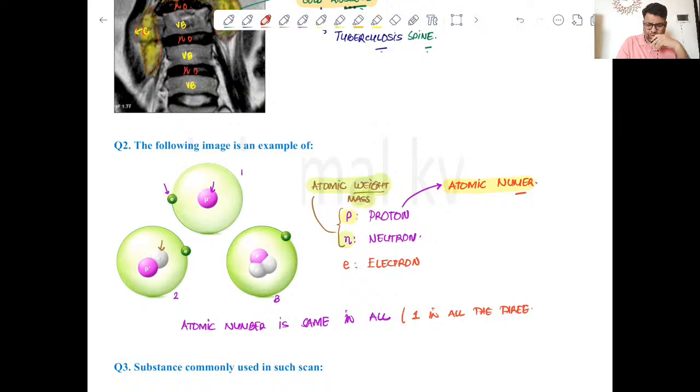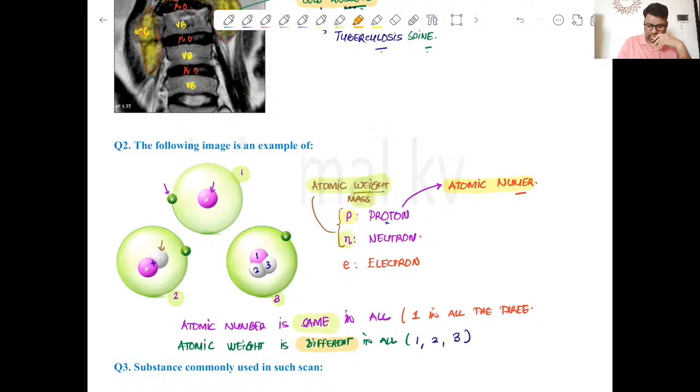Clear? So because atomic number is what? Atomic number is proton. So you can see there is a single proton in all the three forms. Now when we talk about atomic weight, the atomic weight is different in all the three. So if you see, for the first it is 1, for the second it is 2 because 1 plus 1, and for the third it is 1, 2, 3. So 3.